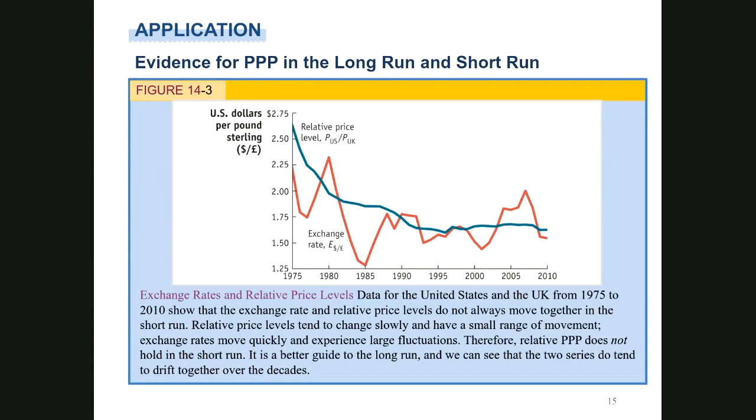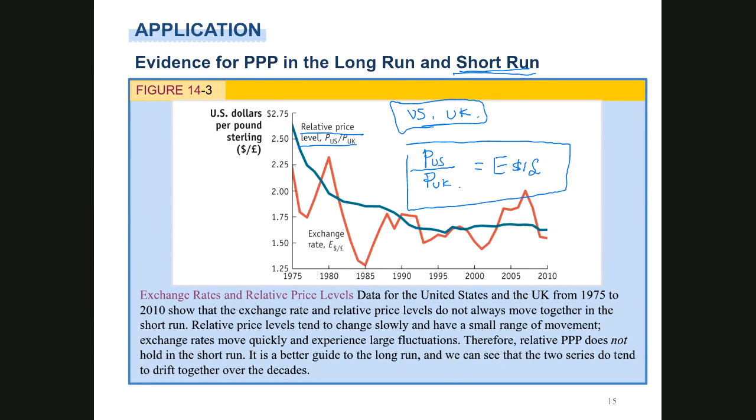However, if we take a look at the short run, here the specific country pair is the US and UK. The green line is the relative price level, and the red line is the exchange rate. If we use absolute PPP, the green line is supposed to overlap with the red line, right? But the data didn't show us this. As you can see, the relative price between the US and UK moves relatively stably, whereas the nominal exchange rate fluctuates more.